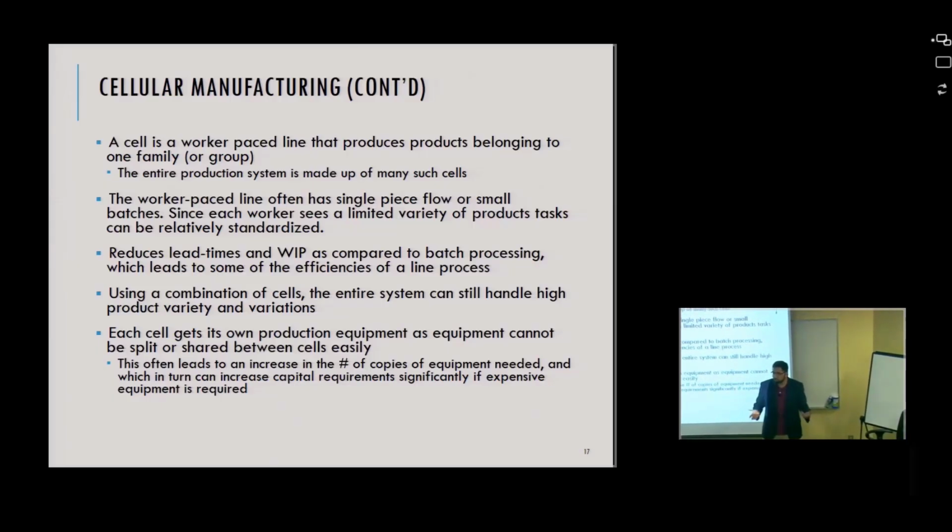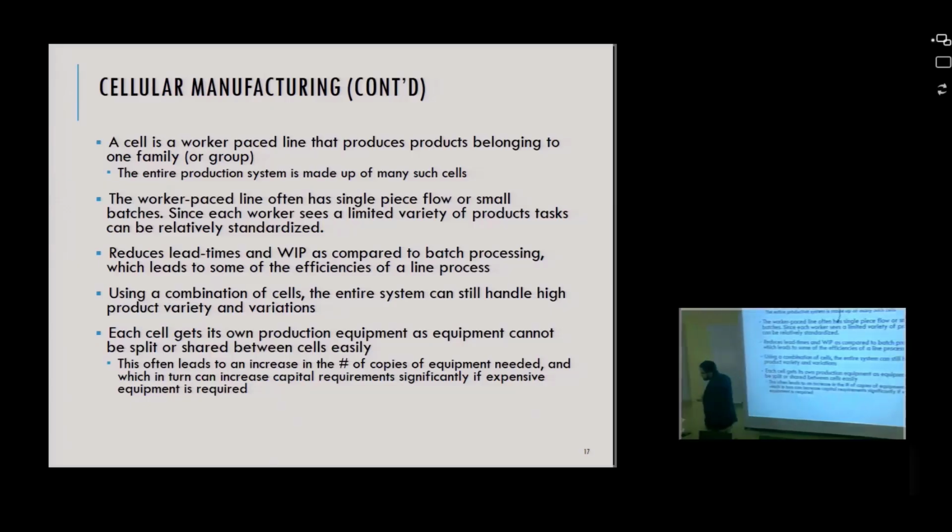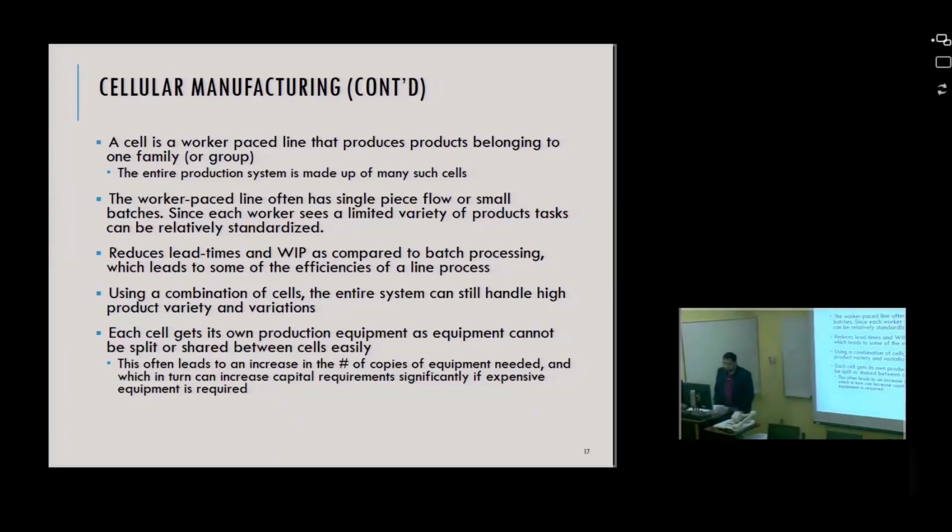So you don't want to go back to being a job shop. So you have to have each cell, whatever equipment it needs, have its own copy of that equipment. So sometimes you can have low utilization because you have too many copies of equipment because each cell needs its own equipment.